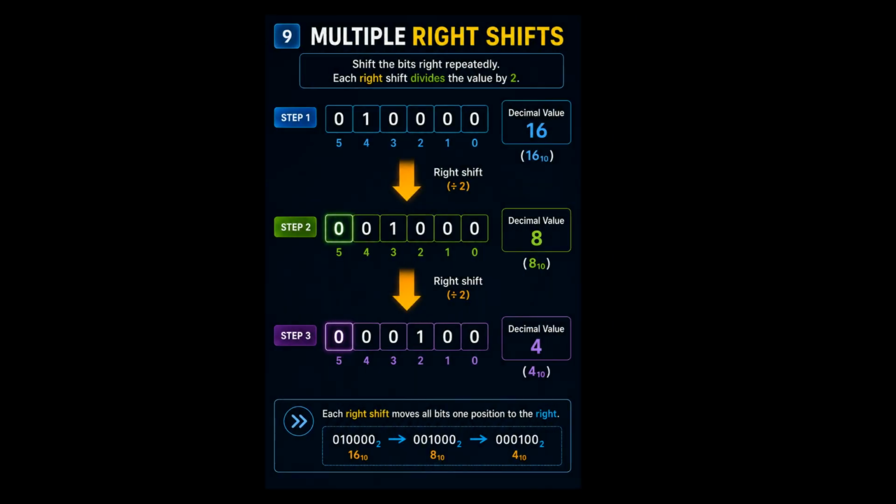Let's see what happens with multiple right shifts. We start with the binary number 010000, which is 16 in decimal. After the first right shift, the number becomes 001000.